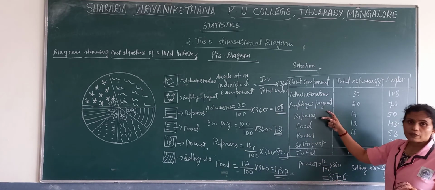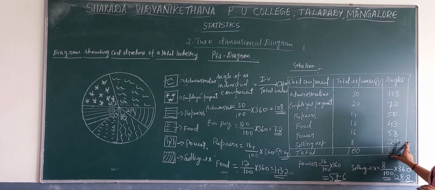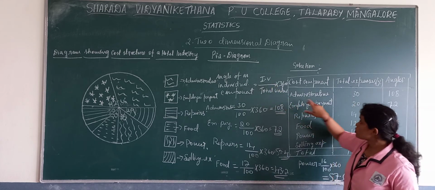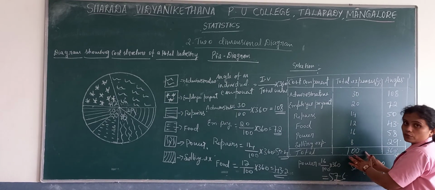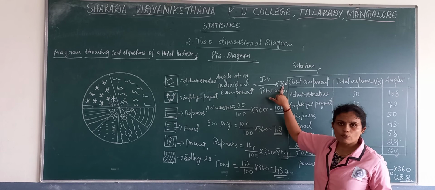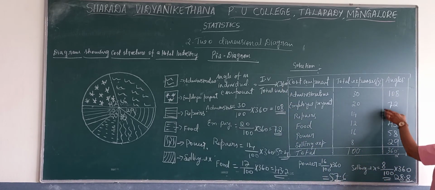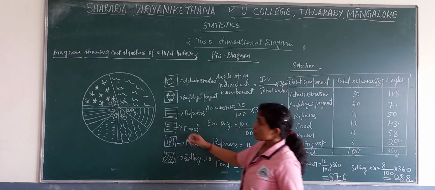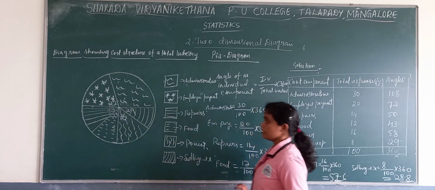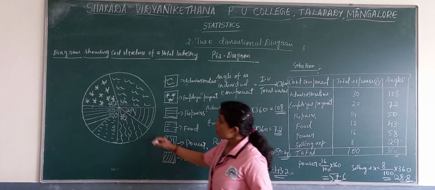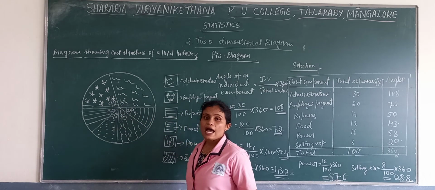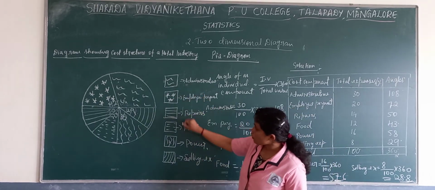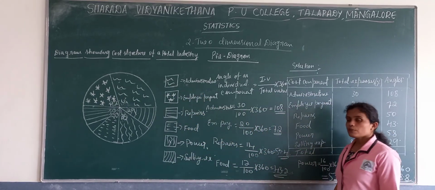Here you need to prepare a table. There is only one additional column, that is angle. How to find the angle? Take the individual value given in the problem, divide by the total value of the given components, and multiply by 360. In a pie diagram, it is into 360. Write the approximate value, and we need to get a total of 360. The area of this circle is 360 degrees. Then we represent it in a pie diagram and shade it to represent the different angles or components. Then we provide the index. So we completed the pie diagram.